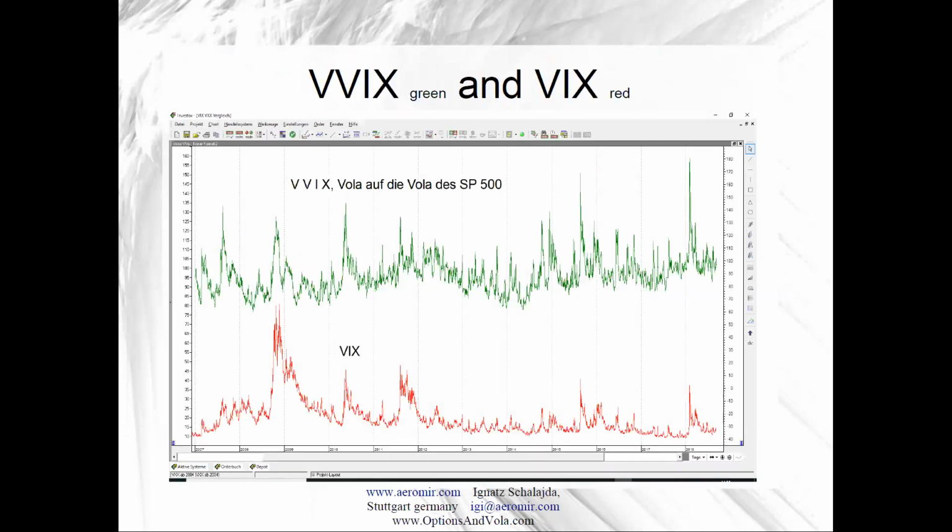And here you see the chart. This is the VIX. You see the peaks are slightly getting lower of the unknown event. But the peaks in the VVIX, which is the Vola on Vola, the volatility on the volatility of the S&P 500, you see the peaks are getting higher. And this was a peak in 1 day.